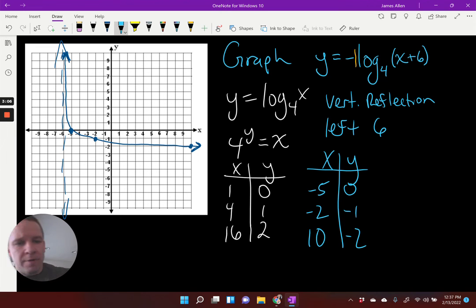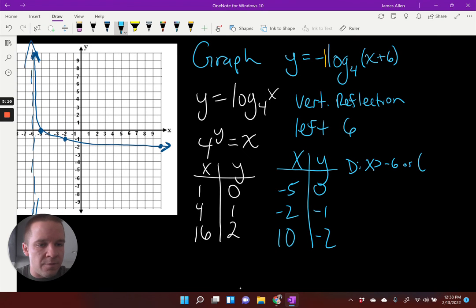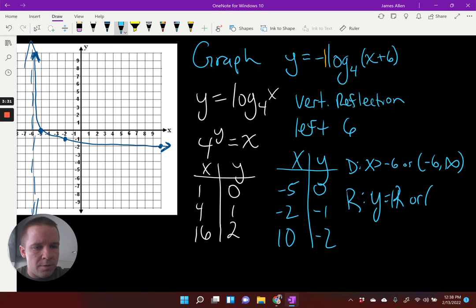We can still talk about domain and range, though. Let's do that. So domain. Well, it does still stop at that asymptote, right? Never gets there. So x is going to be greater than negative 6, or we can say from negative 6 to positive infinity. Now, for my range, it never stops going down. It never stops going up. So it's still all real numbers. So y equals all real numbers, or negative infinity to positive infinity.